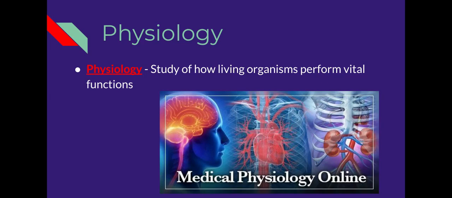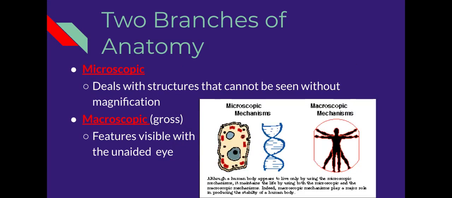But physiology is the study of how living organisms perform vital functions. There are different branches of both anatomy and physiology that we're going to talk about today. So the two branches of anatomy include microscopic and macroscopic. Microscopic makes me think of microscope. The prefix micro actually means small. So these deal with structures that cannot be seen without magnification. Macroscopic is also called gross anatomy, and that is the type of anatomy that deals with features visible with the unaided eye.